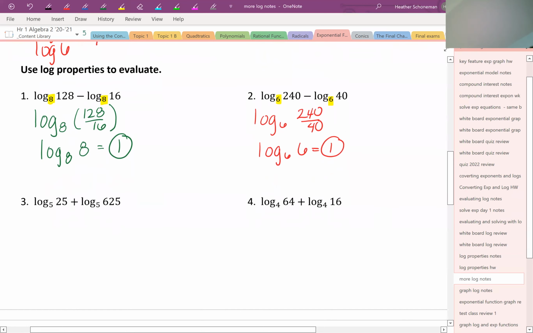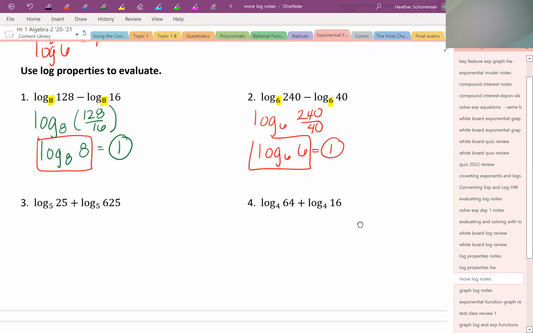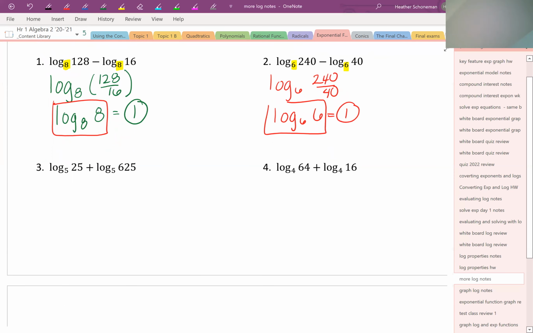Now, it's not that easy that all these are going to come out to be 1. But I want to show you that if we can find a log base 6 of 6 or a log base 8 of 8, then we're going to be able to get some answers. So let's try another one.